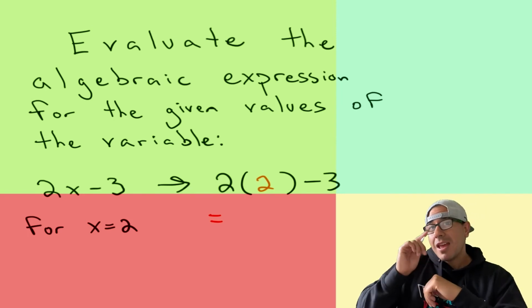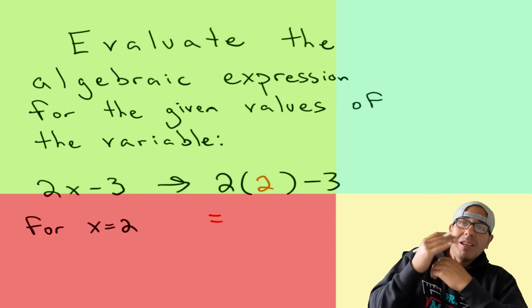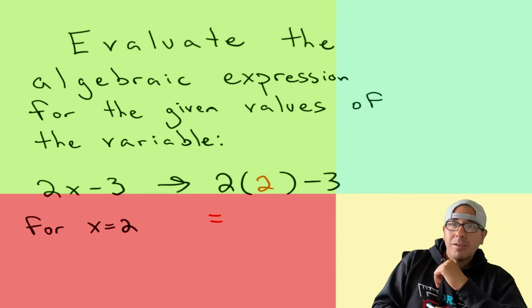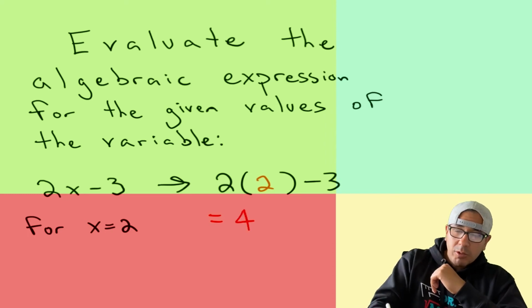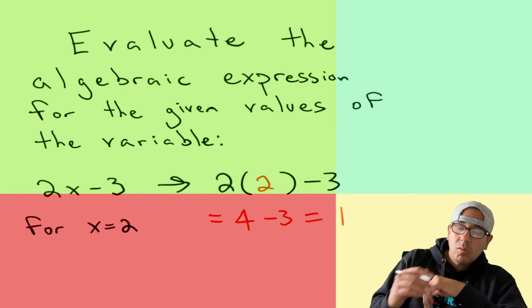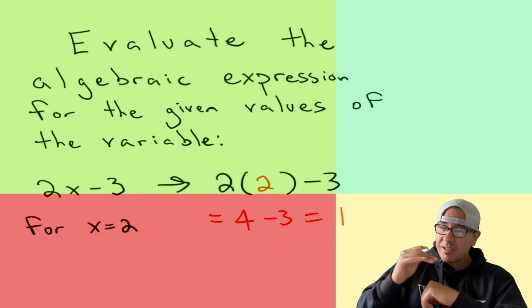So once again, make sure that you're solid in everything that you need to be successful in this section. All right, so order of operations tells us to multiply first. So we multiply 2 times 2, which is 4. And then we're gonna drop down that 3, and 4 minus 3 leaves us with 1. And that's how easy it is, folks. All right, let's do some more.